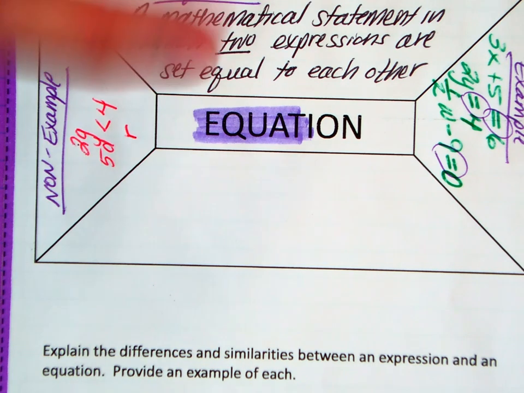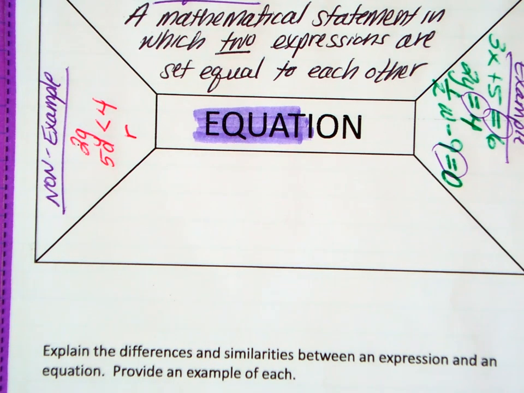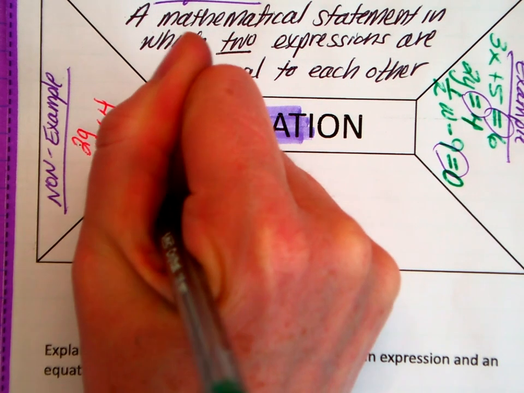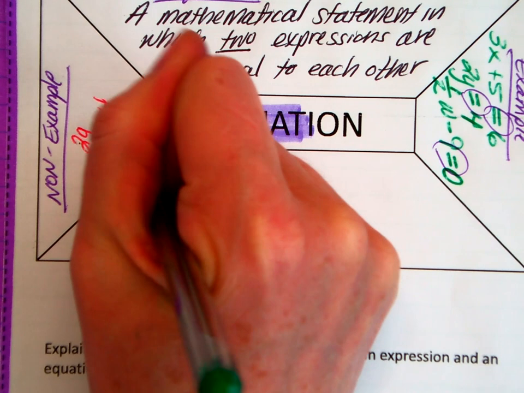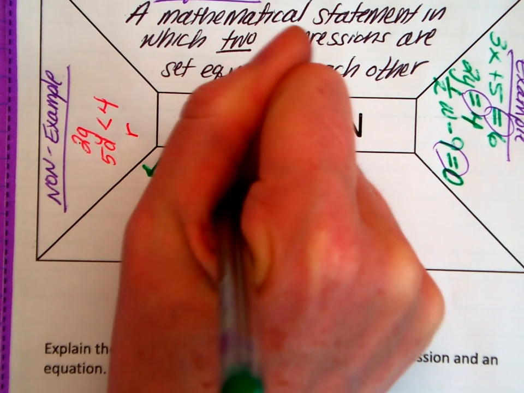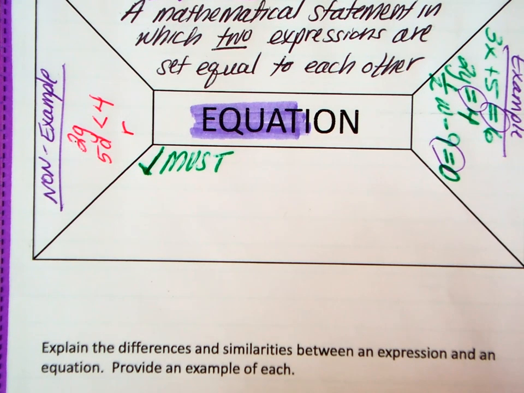Rule number 1. Can you guess it? Yes. It must have an equal sign. That is the rule. It's not a trick. So, rule number 1. Must have an equal sign.